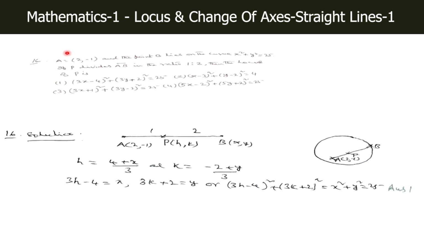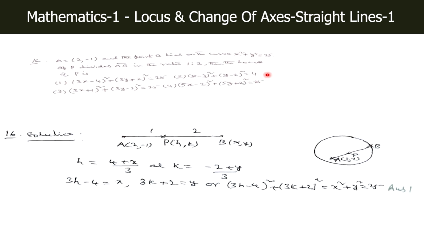Question number 16. A is equal to (2, minus 1), and the point B lies on the curve x square plus y square is equal to 25, which is nothing but a circle with center at origin and radius 5. If P divides AB bar in the ratio of 1:2, then the locus of P is: 1) (3x minus 4) whole square plus (3y plus 2) whole square is equal to 25, 2) (x minus 3) whole square plus (y minus 2) whole square is equal to 4, 3) (3x plus 1) whole square plus (3y minus 2) whole square is equal to 25, and 4) (5x minus 2) plus (5y plus 2) is equal to 25.